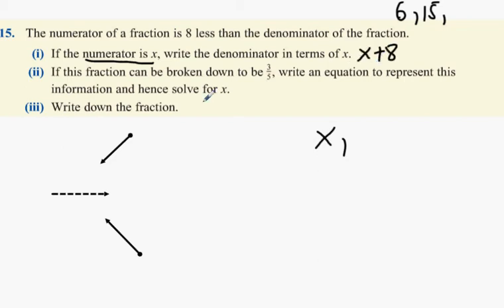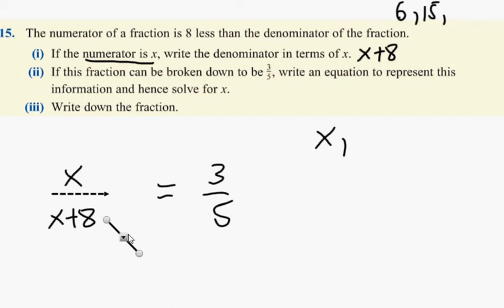If this fraction can be broken down to 3 over 5, write an equation to represent this information. So what they're telling me is when you take the numerator and divide it by the denominator, it's the same number as 3 over 5. Would you agree with that? Any questions on that part? The second part?